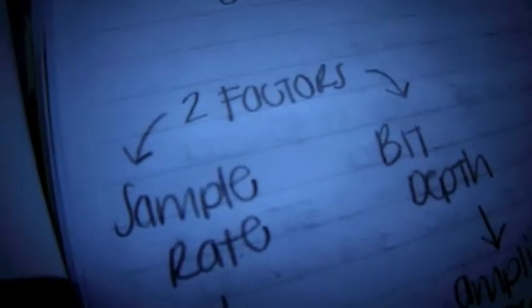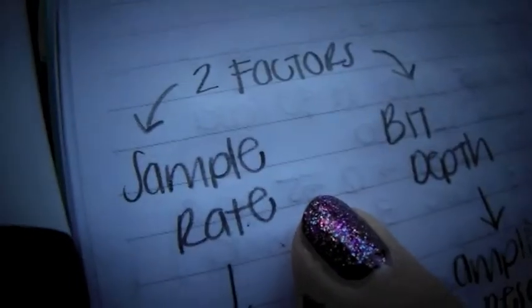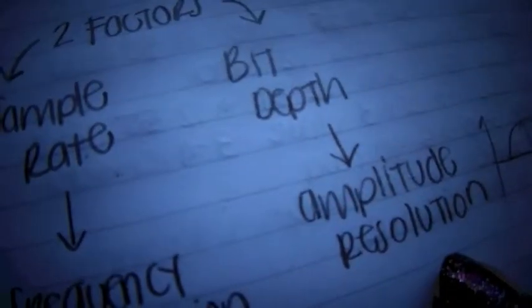There are two main factors that affect this process, and it's the sample rate and the bit depth. Sample rate affects directly the frequency resolution. The bit depth affects directly the amplitude resolution.